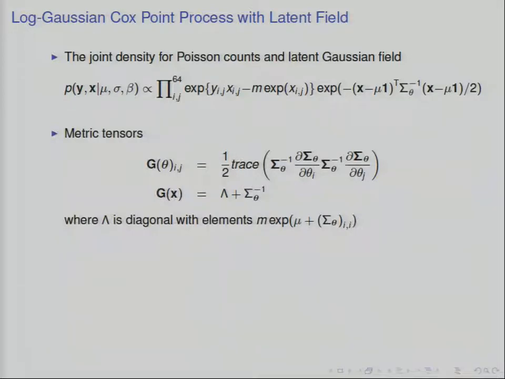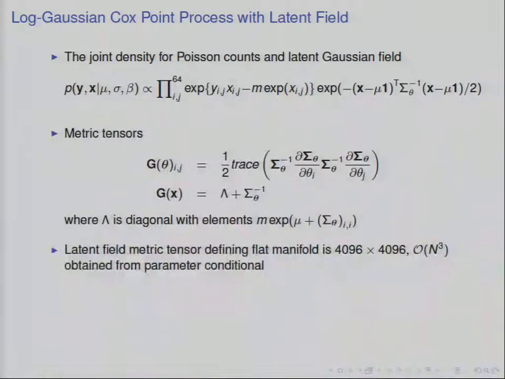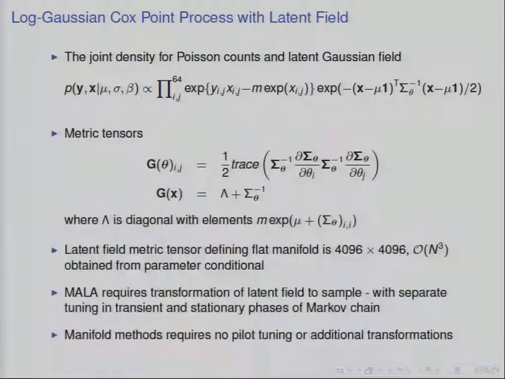So you can see we're now starting to crank up the computational complexity. The metric tensor for the latent field defines a flat manifold which is about 4,000 by 4,000 dimensional, and of course this is going to scale at worst as order n cubed, because this metric tensor is not going to have any nice structure similar to the AR1 process. This is going to be fairly dense unless we do something clever in terms of the choice of covariance function.